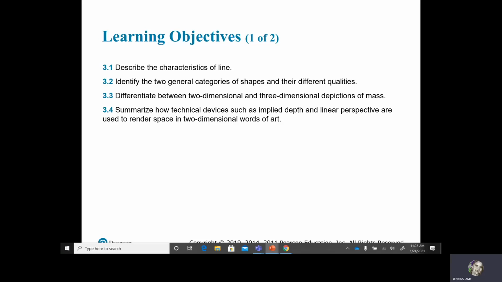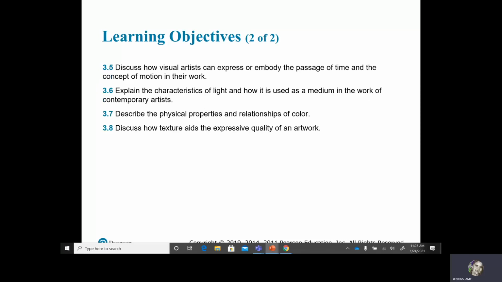and linear perspective are used to render space in 2D works of art, discuss how visual artists can express or embody the passage of time and the concept of motion in their work, explain the characteristics of light and how it's used as a medium in the work of contemporary artists, describe the physical properties and relationships of color, describe how texture aids the expressive quality of an artwork.